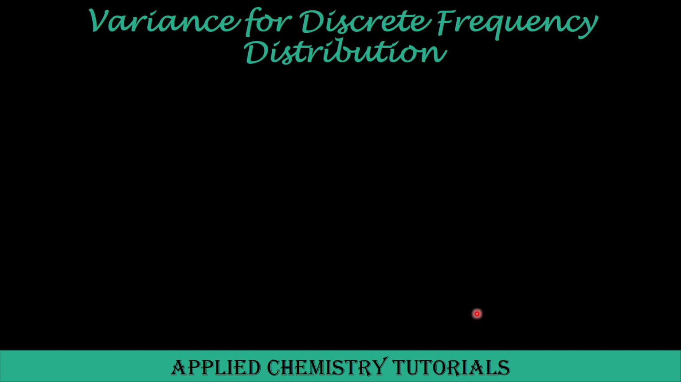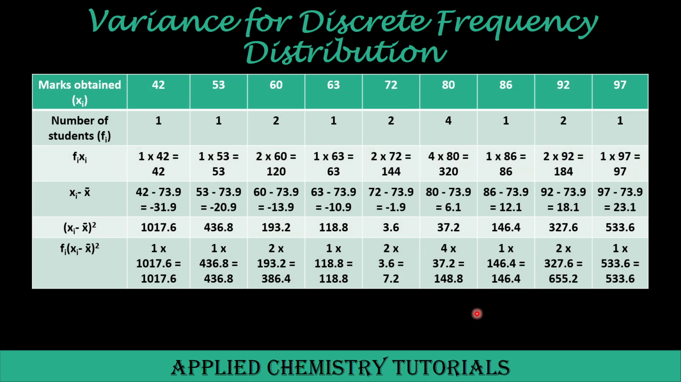So let us calculate the variance for a discrete frequency distribution for the given problem. We have the marks obtained, the xi terms, in row 1 and the number of students, the fi term, in row 2. First we need to calculate the x bar, or mean, from this given data. Let's focus on the top part of the table now. We have x bar equals summation of fi xi from i equals 1 to n divided by summation of fi from i equals 1 to n.